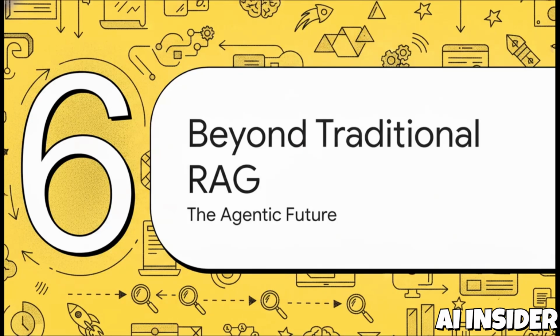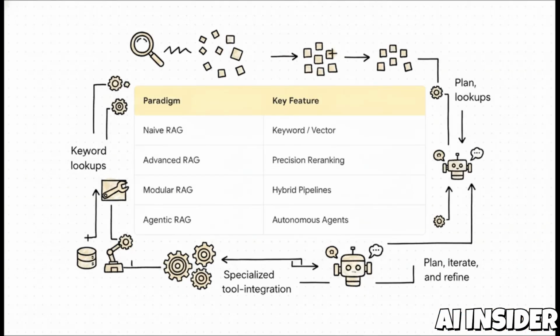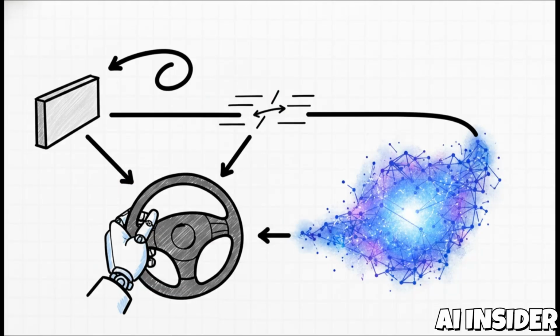Section 6. Beyond traditional RAG, the agentic future. We are now standing right on the edge of autonomous, multi-step retrieval. If we compare the paradigms side by side, it's wild to see how retrieval has morphed. From simple keyword lookups in naive RAG, to precision re-ranking in advanced, to the specialized tool integration of modular RAG. But the new frontier? That's agentic RAG. Here, retrieval is managed by autonomous agents that don't just pull data once, but actively plan, iterate, and refine their workflows completely dynamically. In an agentic workflow, the AI takes the wheel.